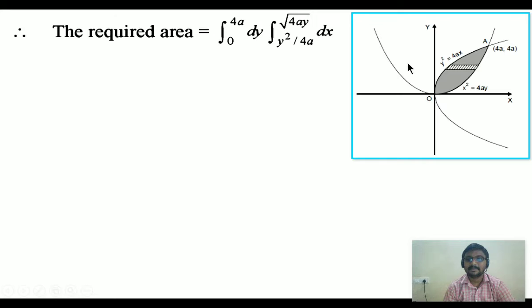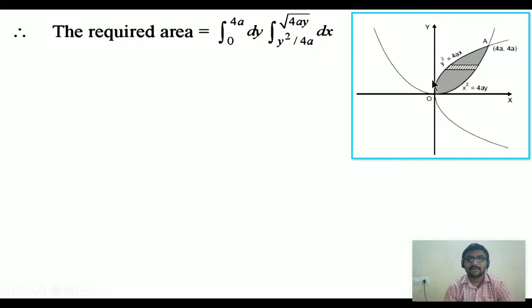According to the strip, x varies as follows: the left part of the strip touches the curve y square equal to 4ax, where x is y square by 4a, and the right part of the strip touches the curve x square equal to 4ay, where x is root of 4ay. So the x limits are obtained in terms of y. Once again, the left part touches y square equal to 4ax, where x is y square by 4a, and the right part touches x square equal to 4ay, where x is root of 4ay. Thus the x limits are obtained in terms of y, and the y limits should be constants: the origin (0, 0) and another point on the y-axis in this closed region, (0, 4a).